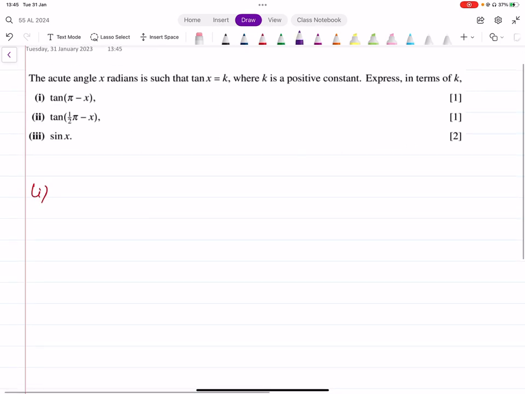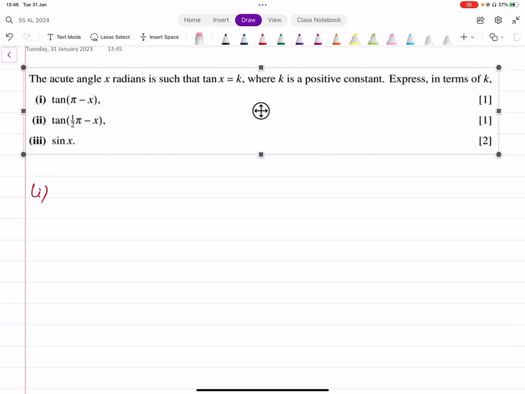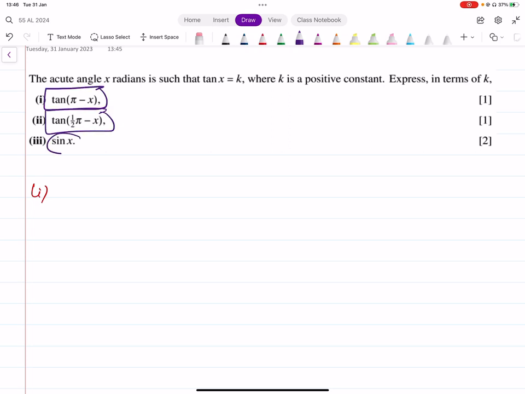All right, so now we have an acute angle x radians, such that tan of x equals k, where k is a positive constant. Express in terms of k: tan of pi minus x, tan of pi over 2 minus x, and sine x. Now this is something we don't know, tan of pi minus x, right? It also has an identity, but that will be too much memorization in that case.